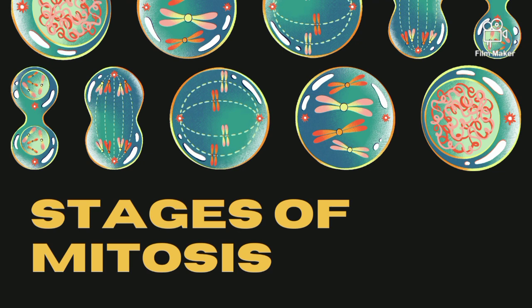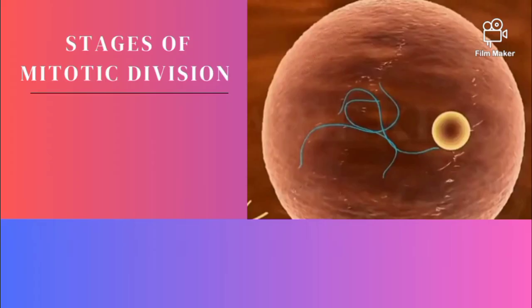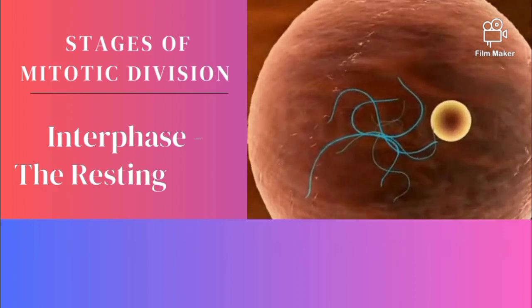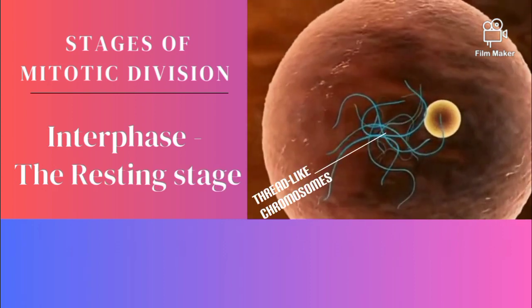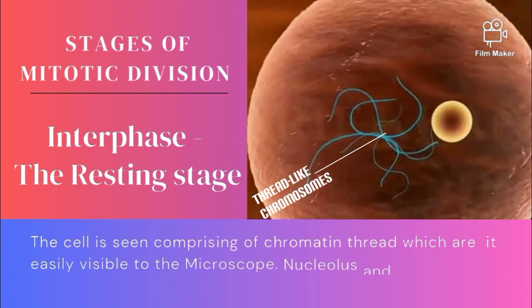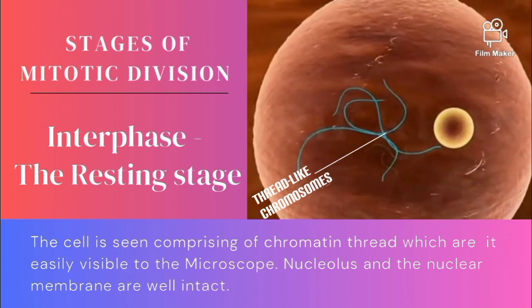Stages of mitosis. There are 6 stages of mitotic division, which include interphase, prophase, metaphase, anaphase, telophase, and finally cytokinesis. We'll look at these stages one after the other. Number 1, interphase. This is the preparatory stage or the resting phase when the cell is in a non-dividing state. Here, the chromosomes are thread-like and not visible to the microscope. The nuclear membrane is also intact, likewise is the nucleolus.